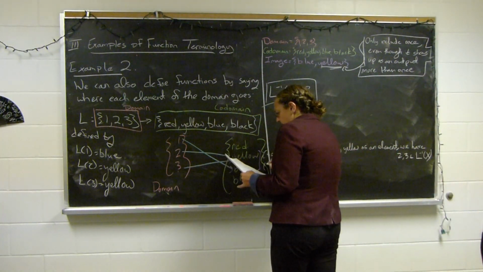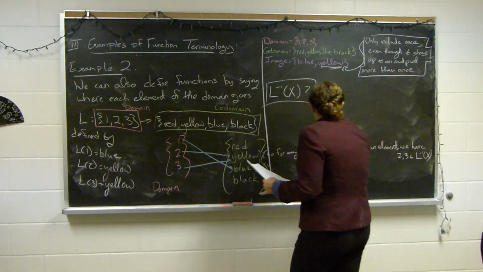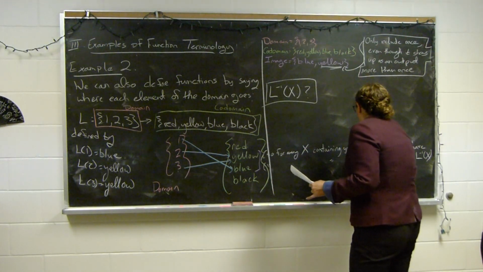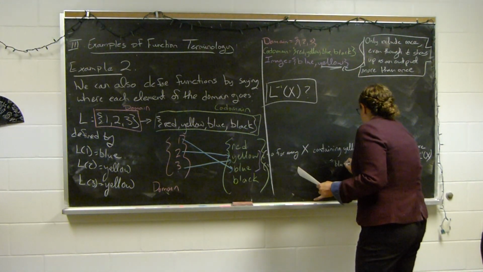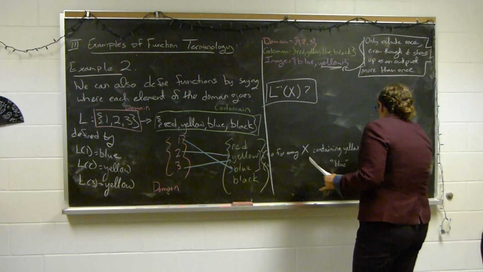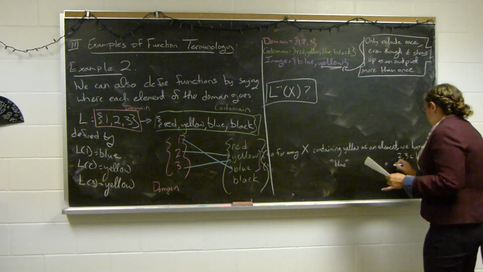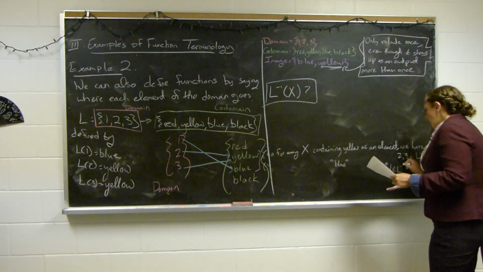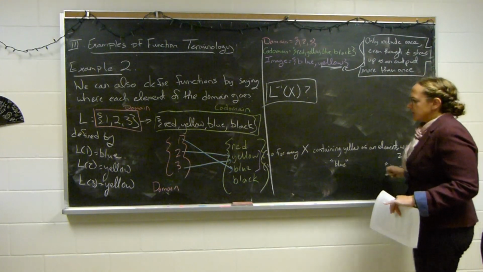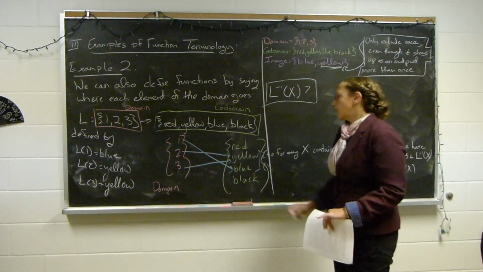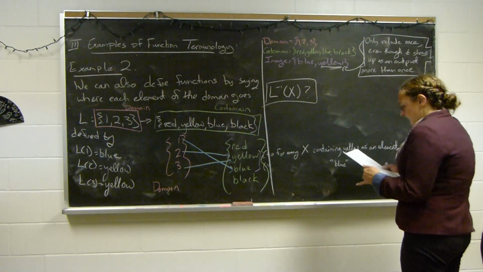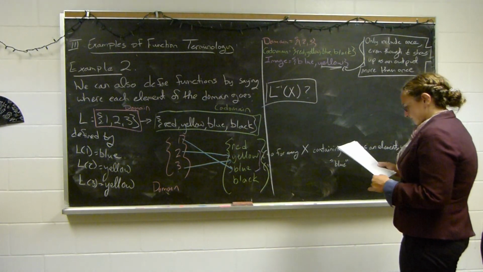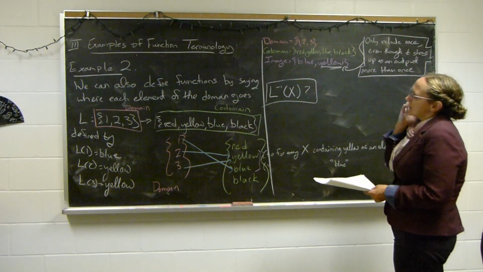And then we can say a similar thing here. So for any X containing blue as an element, now we have that 1 has to be in there, right? Because 1 is the only thing that actually maps to blue. But 1 does map to blue. Okay, so now let's look at various different sets.